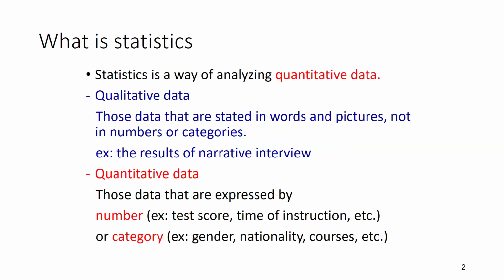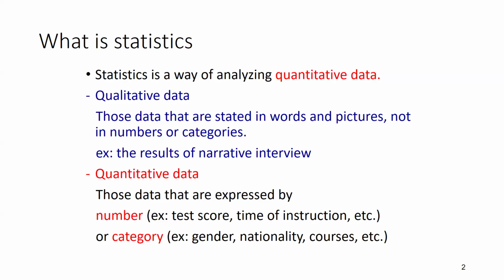This is a way of analyzing quantitative data, actually, right? But we also have qualitative data. These data are in the form of words and pictures, but not in numbers and not in categories. Examples are a survey, a narrative interview, a group discussion, whatever. And quantitative data is expressed in numbers. Examples are student test scores, time of instruction, teaching method employed, like that.